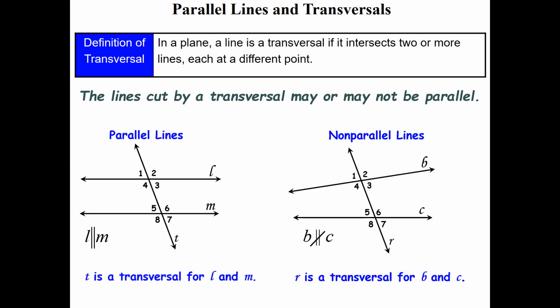So here are two examples of transversals. Sometimes the lines that are being cut by a transversal are parallel, sometimes they're not. In the example on the left, lines L and M are parallel to each other. T is the transversal, and lines L and M are parallel, which is what we're going to focus on today. But it's also possible, in the example on the right, to have non-parallel lines. If I continued lines B and C down at the bottom left, they would cross at some point, so they're not parallel.